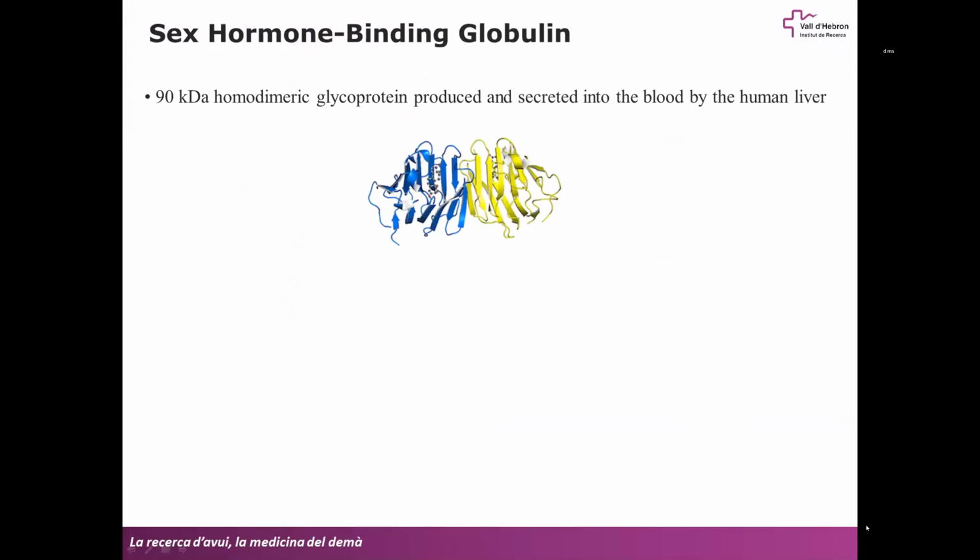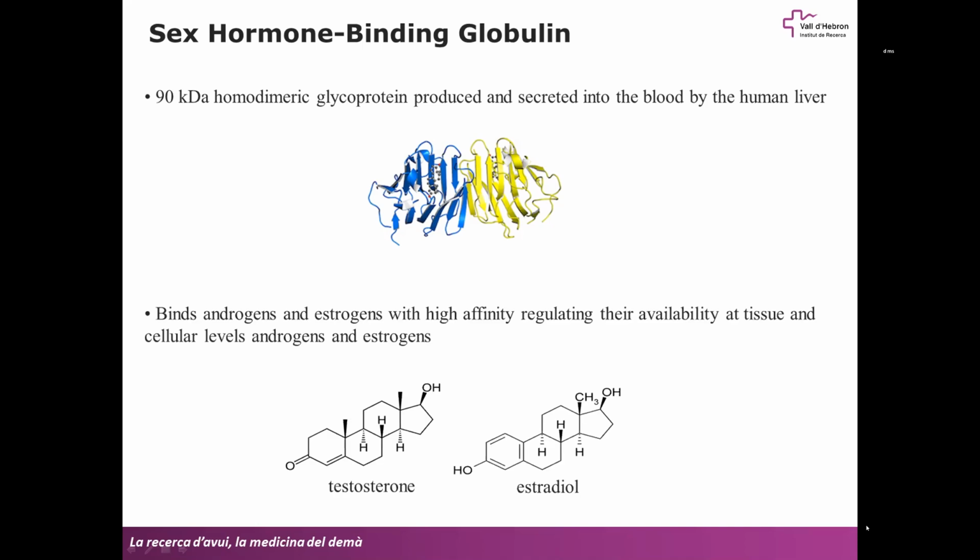And for the ones that you don't know, this protein called sex hormone binding globulin, it's a 90 kilodalton homodimeric glycoprotein produced and secreted by the human liver. And it's secreted into the blood where it binds with high affinity androgens and estrogens. And it regulates their availability at the tissue and cellular level.